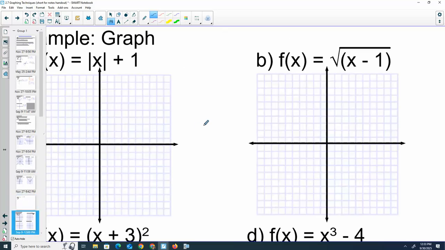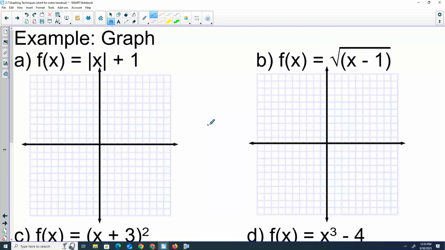So let's jump to this one. This is kind of refreshing all the different transformations that we were talking about yesterday. So take a second and at least plot the parent function on all 4 of these. So do your parent functions, your dash lines, and then we can talk about the transformations together. This one is our absolute value.